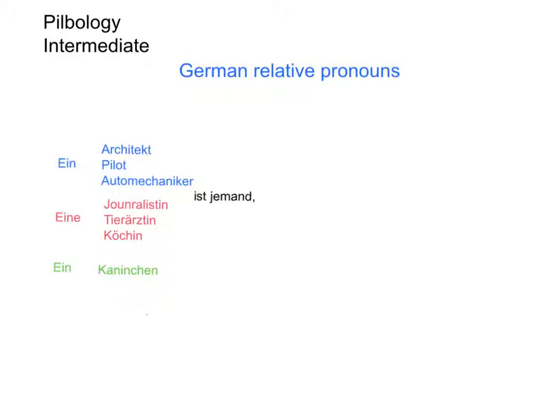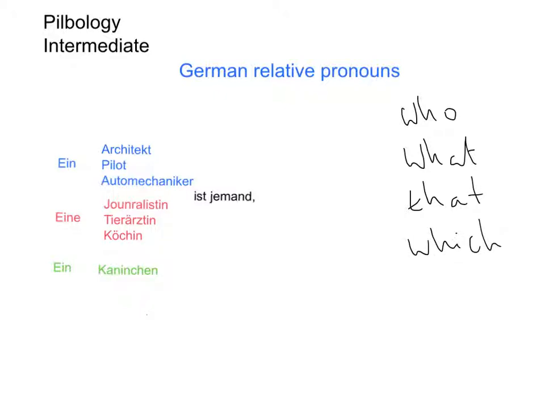This is an intermediate level video about German relative pronouns. First of all, let's actually define what I mean by a German relative pronoun. Well, a relative pronoun in English would be either the word who, what, or that, or even which. So, for example, that's the man who I know, or that is the cat that lives next door.